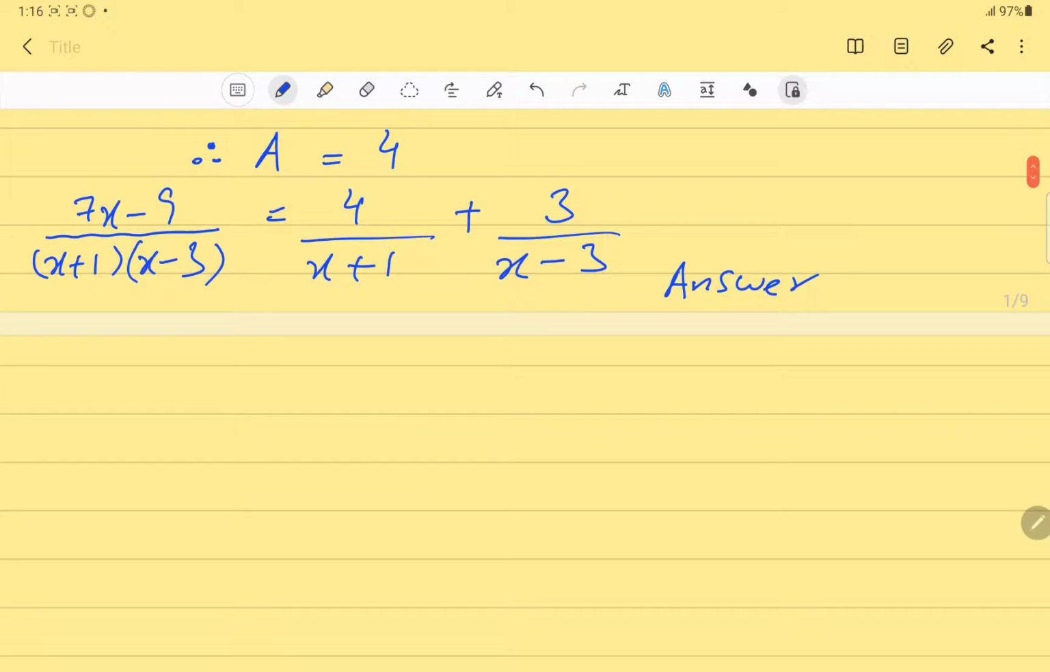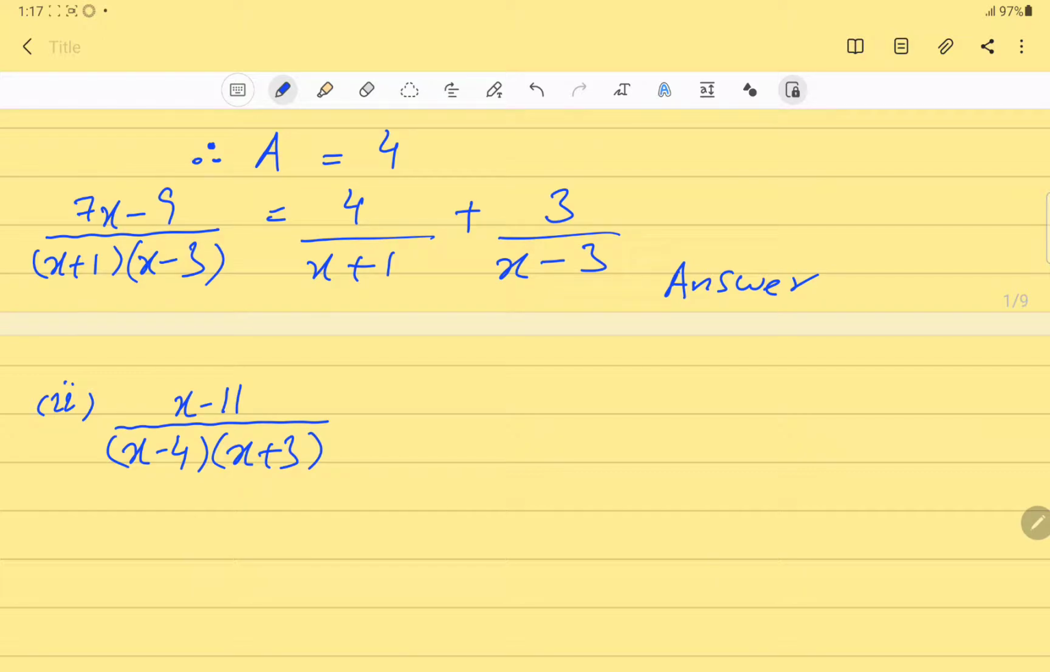Let's move on to our second one. Our second question is (x - 11) over (x - 4)(x + 3).